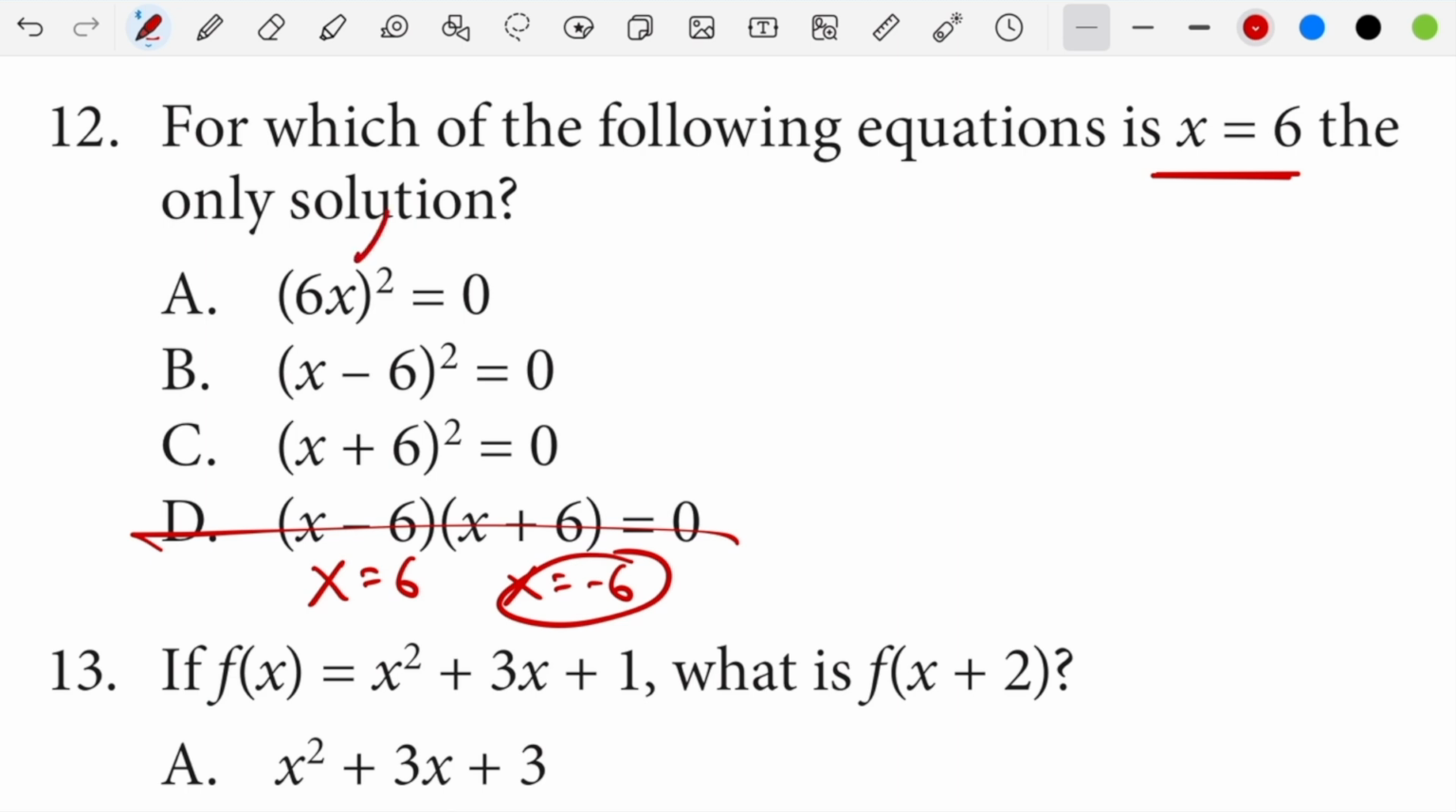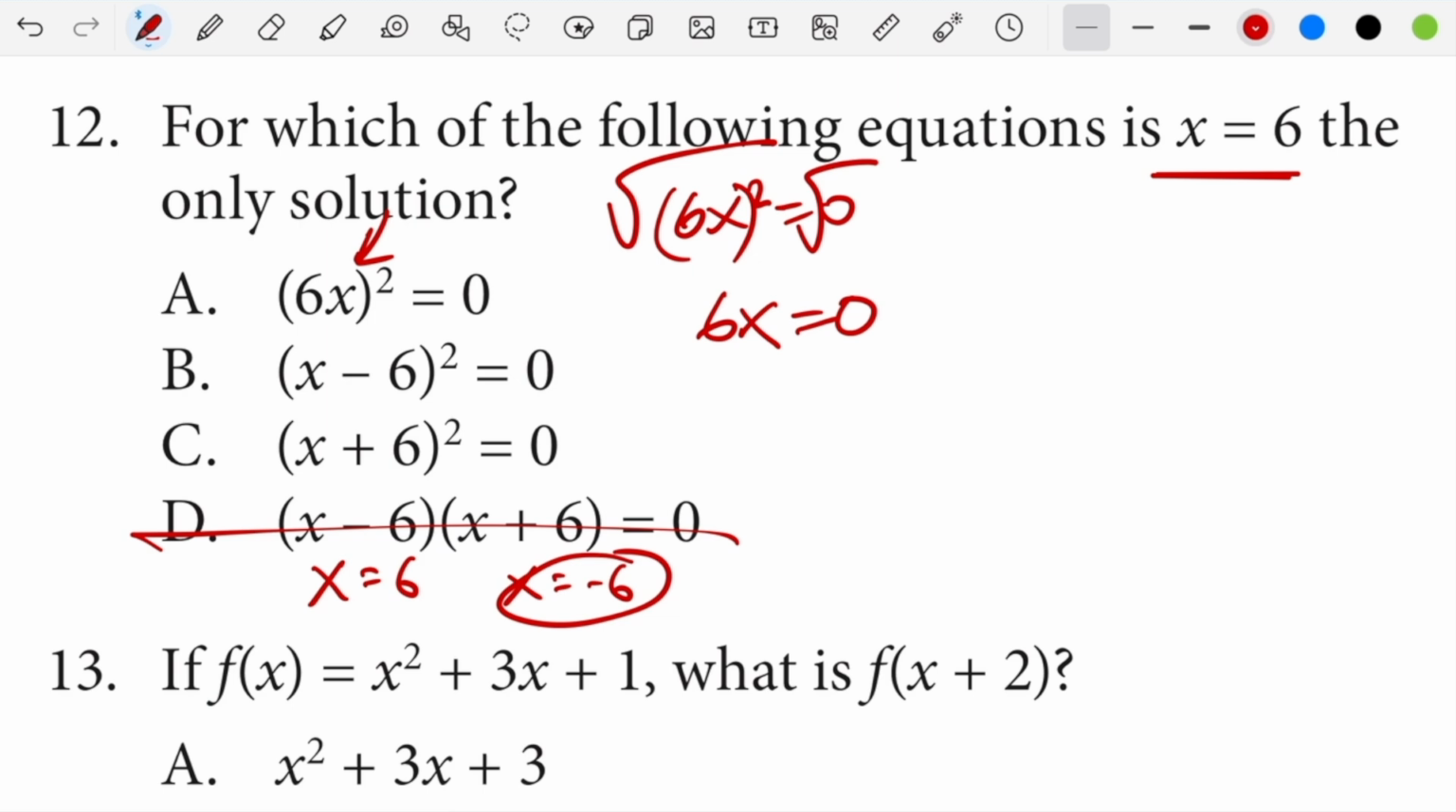Okay, the first one, you have 6x squared equals 0. To solve that, you do the square root, and that's going to give you 6x equal to 0, right? Because the square root cancels the square, and divided by 6, x equals 0.